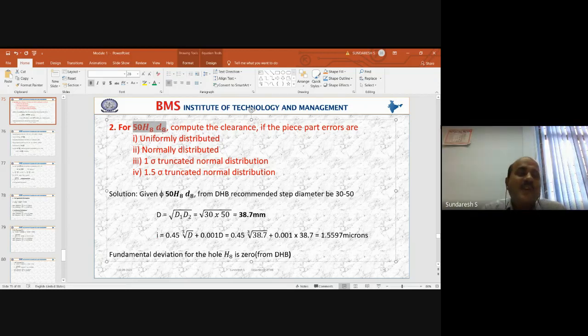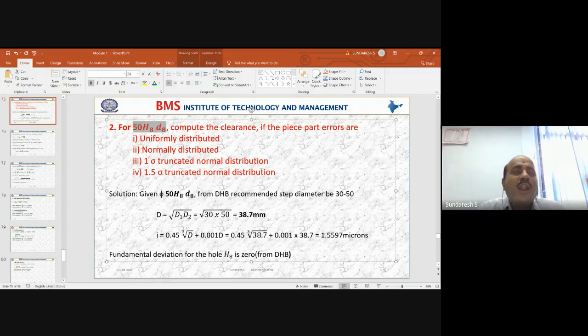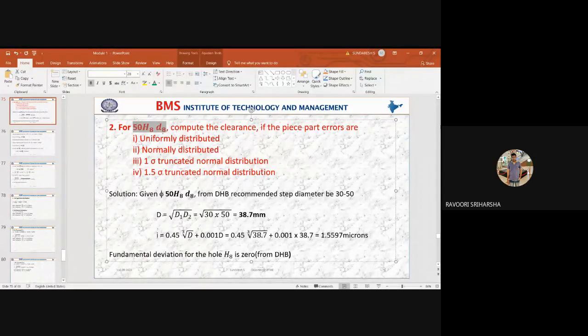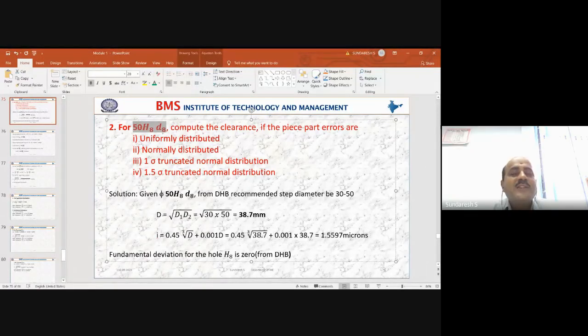See, this type of representation is for a fit. Fit, I think you might have heard. A clearance fit, interference fit, transition fit. Have you heard at least of fit? Yes, sir. So it's not a problem, this is a representation.